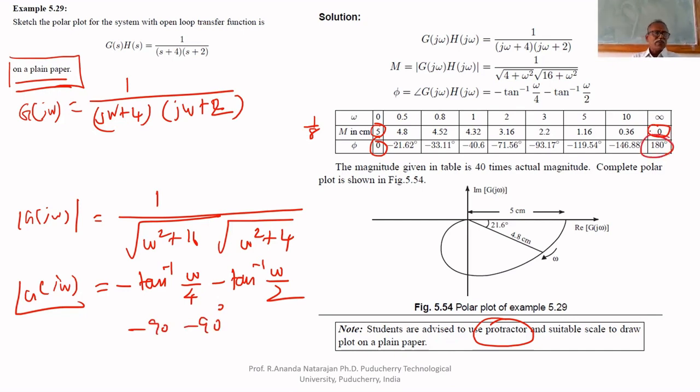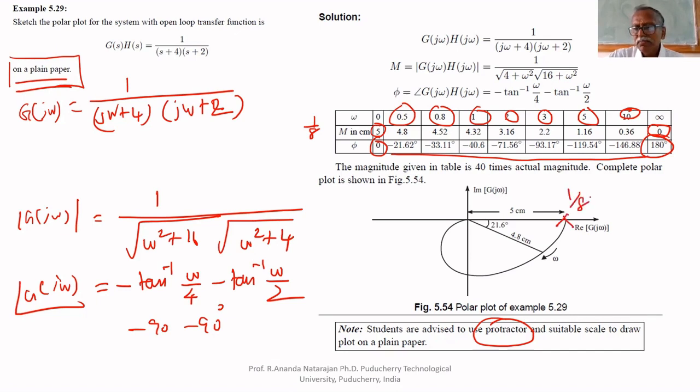For intermediate values, you have to find some 2-3 values, for example 0.5, 0.8, 1, 2, 3, 5, 10, as you wish. For all these you get the angle also. So how to draw on a plain paper?